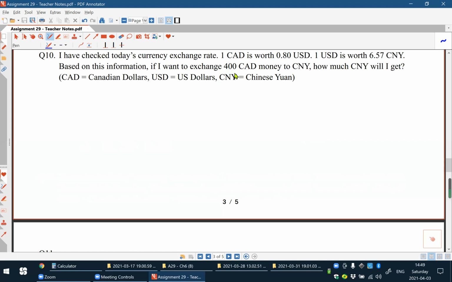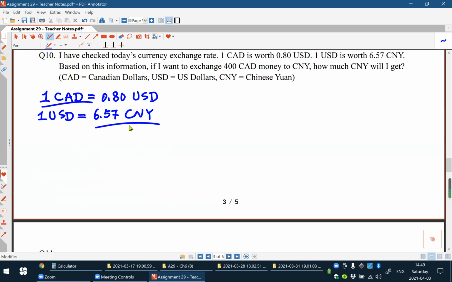Okay, if we know the exchange rate from CAD to CNY, then you can calculate how much you will get for 400 CAD, right? So what we have known here, we know that 1 CAD equals 0.80 US dollars, right? And we also know that 1 US dollar is worth 6.57 Chinese yuan.